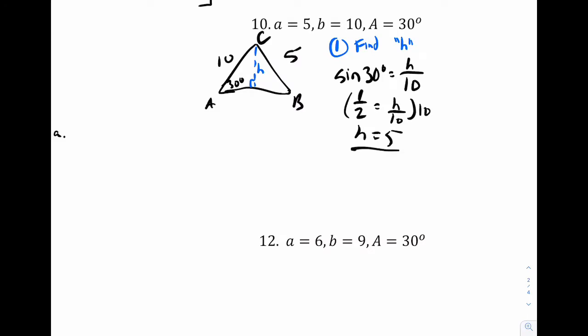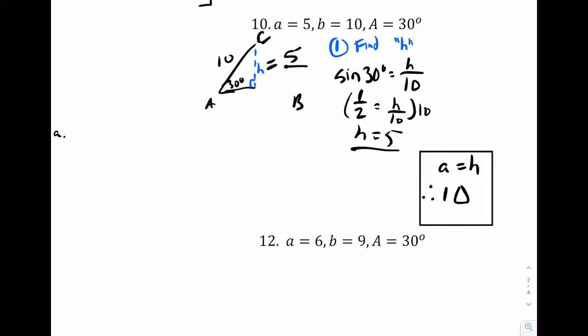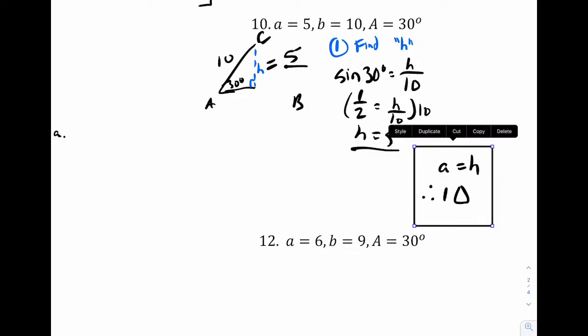Now let's compare that. 5 and 5. They're the same. So let's write that. A is equal to H, which means if I were to redraw this triangle, it actually looks like that. This is 5. It means that actually is a triangle we drew right there, which means how many triangles do you think there are? 1. The one we actually drew right there. There it is. There's our answer. That's how many triangles are possible with the measurements that are given.